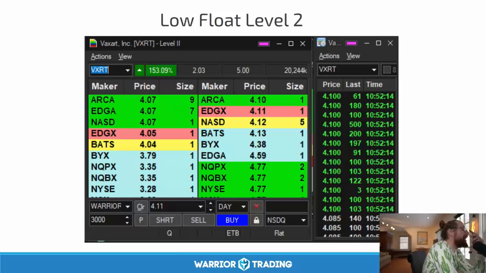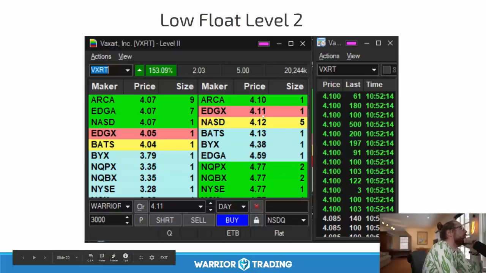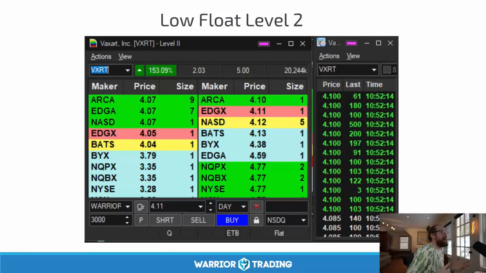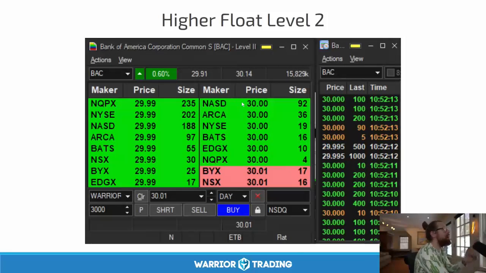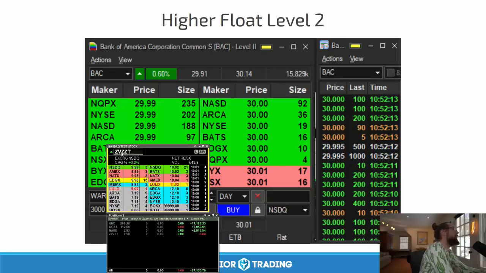And we can tell by really just pulling up the level 2 whether or not a stock looks to be more thinly traded and therefore has the potential to make rapid moves, or if it appears to be more thickly traded. This is a low float level 2, and this is a higher float level 2. We can look at a million stocks like this and see this pattern.